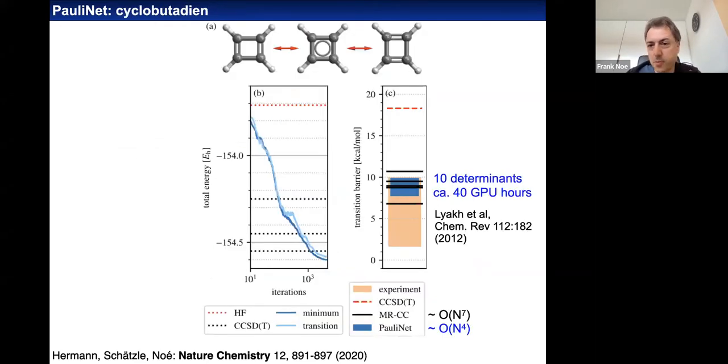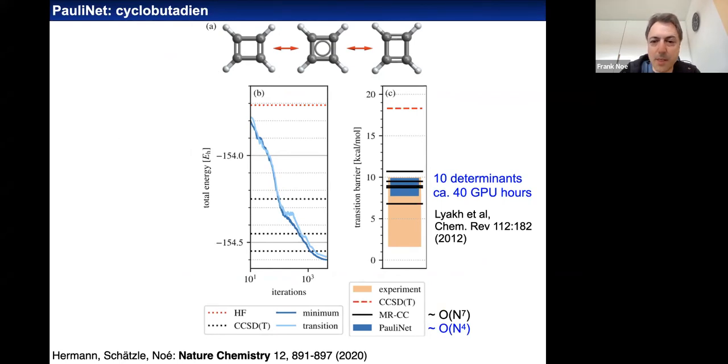And we can also go to more complex electronic systems, such as this here, cyclobutadiene. That's still a small system, but it's very challenging for quantum chemistry methods. So you need specialized multi-reference coupled cluster methods, which scale as n to the 7 and need some choices to be made that are specific for this system in order to reach experimental accuracy here.